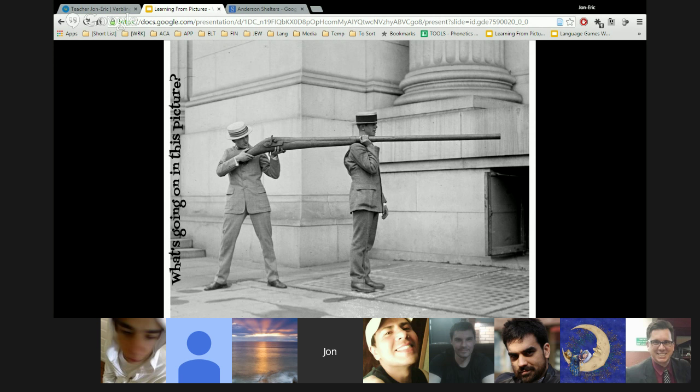Why don't you read that back to me once? Let me know if everything is clear. Yes. There are two men holding a big rifle or something similar. The second man is trying to shoot, or he's trying to aim or set his aim. Both are wearing old-fashioned hats and suits, which suggests that it's from 1930s or 1940s.